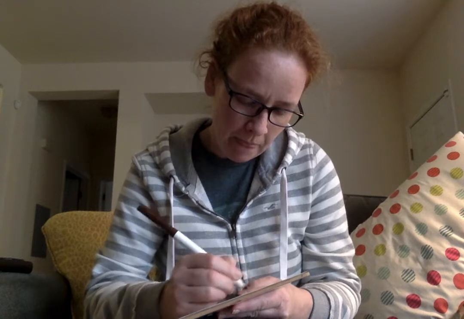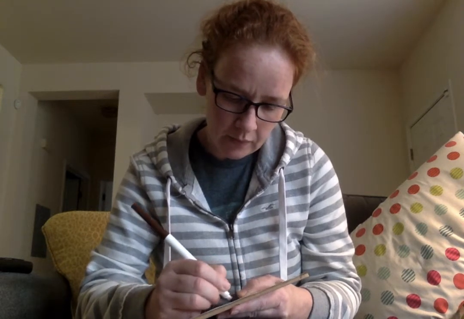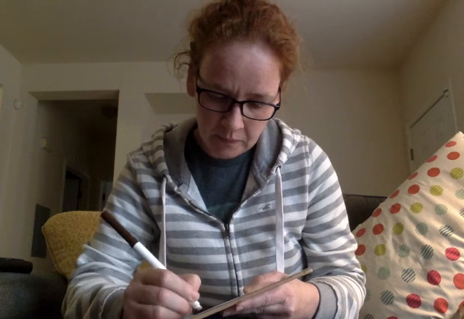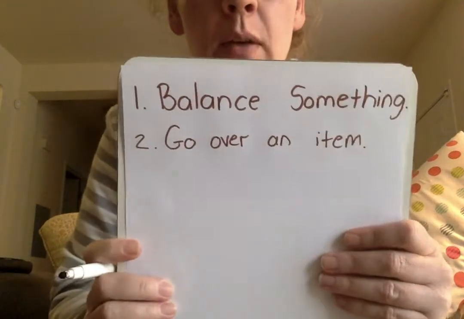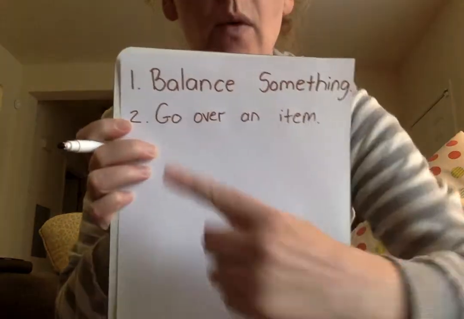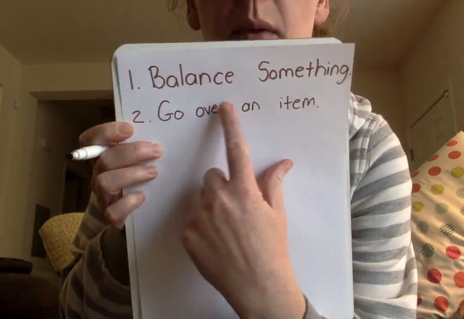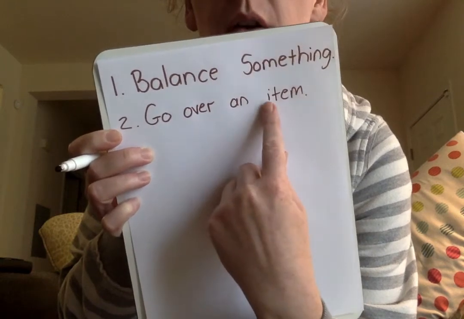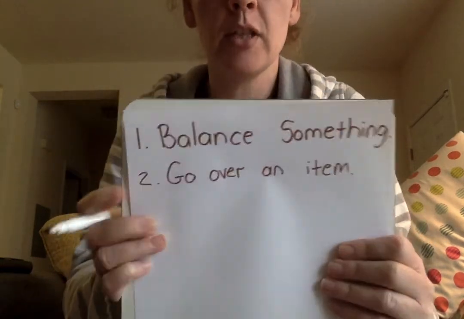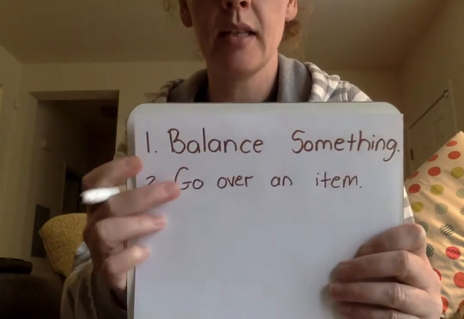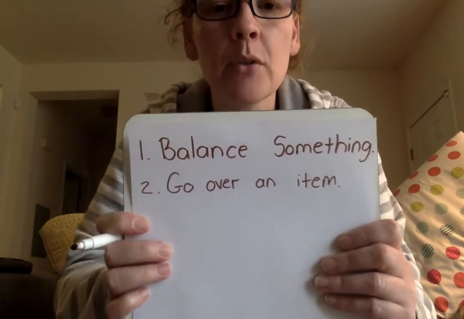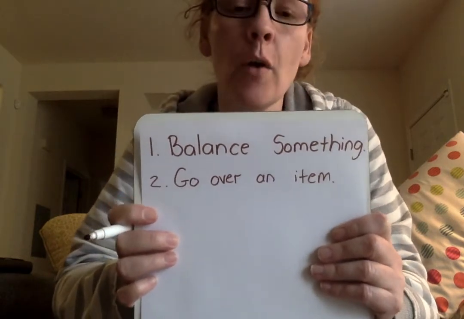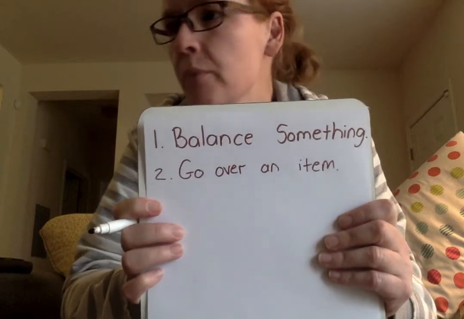Number 2, go over an item. Okay, so number 2 is go over an item. You can see when I've written this sentence, I've made spaces between each word. So don't forget to make those spaces. My letters are all the same size except for that G right in the start that's bigger. So think about what you can go over during your obstacle course.